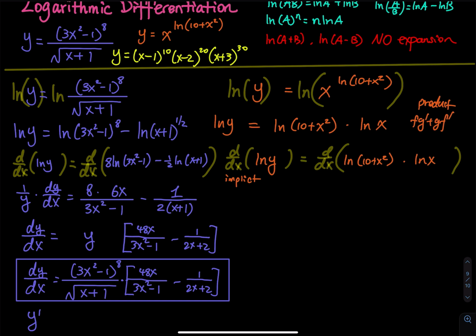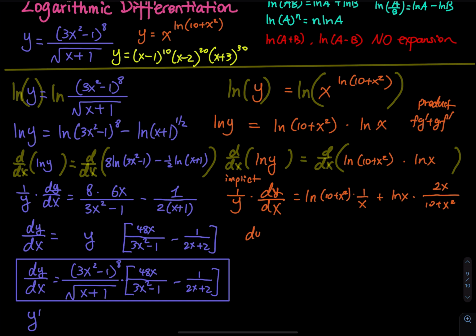The derivative of ln y is 1 over y. Since this is with respect to x, you have to leave a dy/dx, which is y prime. And then the right-hand side, the product rule: the derivative of ln x is 1 over x. So you copy f, 10 plus x squared, times 1 over x, plus g, ln x, times the derivative of f. So you bring that to the denominator, 10 plus x squared. The derivative of 10 plus x squared is 2x. So we are almost done.